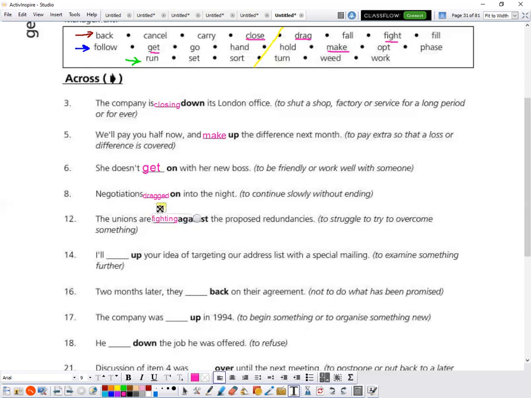Next, number 14. I'll follow up your idea of targeting our address list with a special mailing. Up means to examine something further. The answer is in the blue line, the first half.